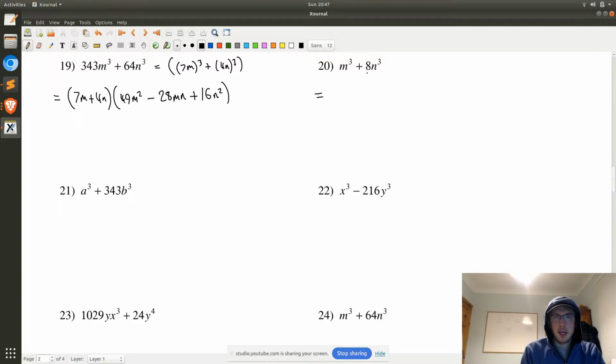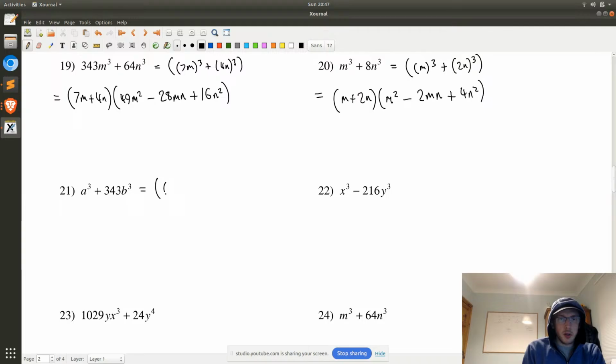And here, it's the cube of m and the cube of 2n. So following the pattern, m add 2n, square the first one, minus product of these two, square of the last one. Good.